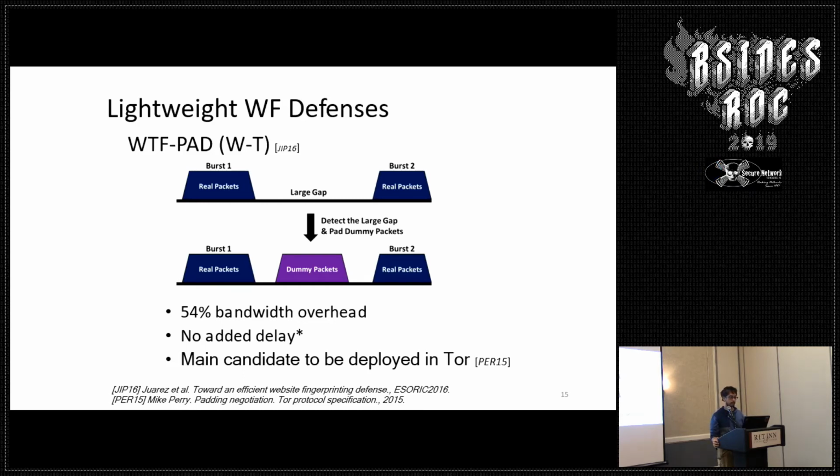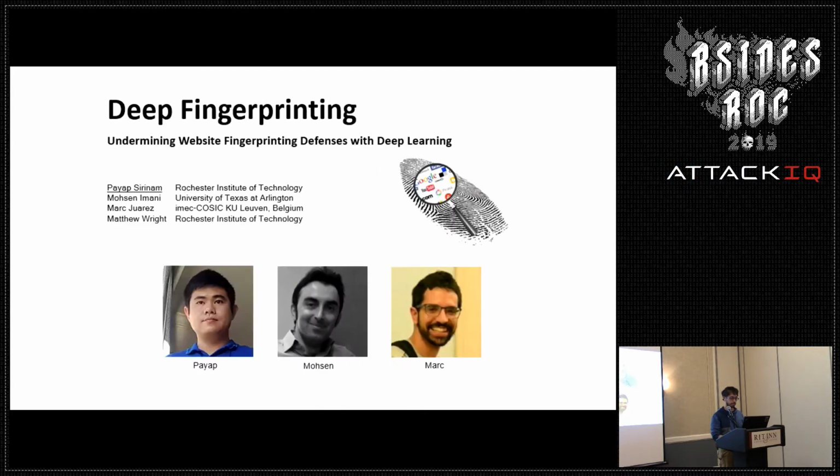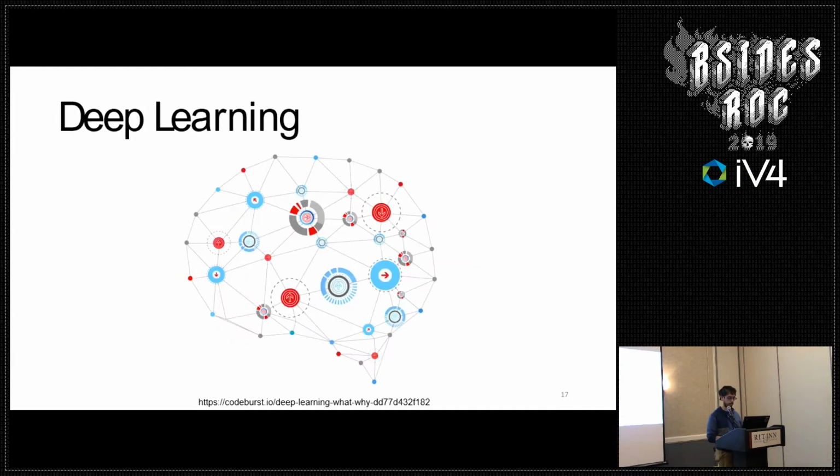This adds a little bit more overhead, but it doesn't specifically add delay. And it is considered the main candidate to be deployed in Tor. So it is something that is important to consider and study. So this is where we come in with the point of today's talk, which is to talk about deep fingerprinting. This is work with my student PIUP, my former student Mohsen, and our colleague Mark from KU Leuven in Belgium.